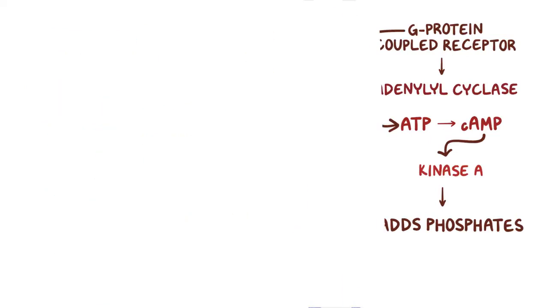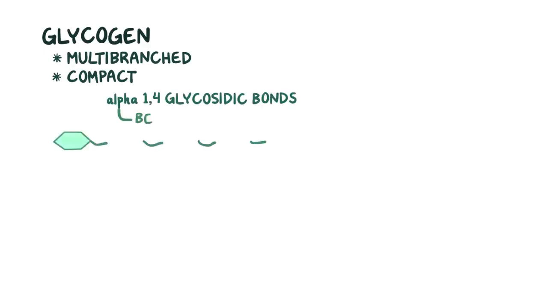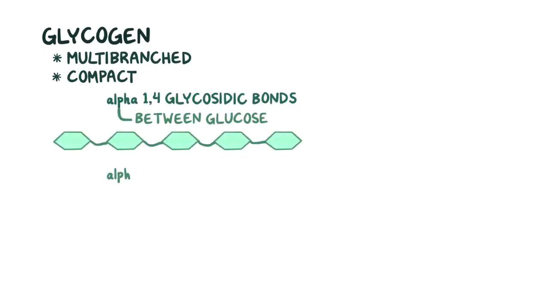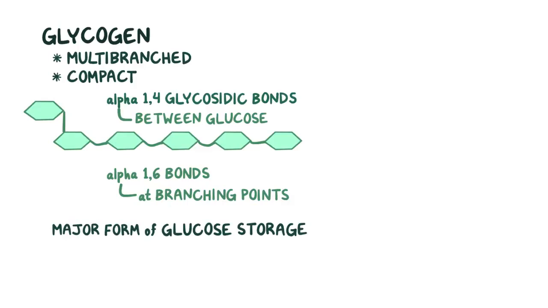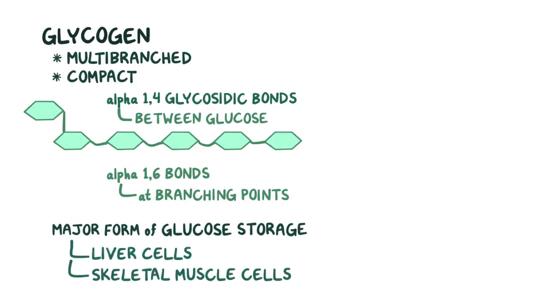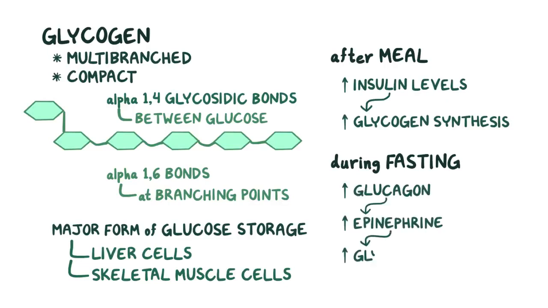Alright, as a quick recap. Glycogen is a multi-branched, compact structure that's made of alpha-1,4 glycosidic bonds between the glucose molecules, and alpha-1,6 bonds at the branching points. Glycogen is considered the major form of glucose storage in the body, and it's primarily stored in the liver cells and skeletal muscle cells. After a meal, high insulin levels promote glycogen synthesis, whereas during fasting, high glucagon and epinephrine levels promote glycogen breakdown.